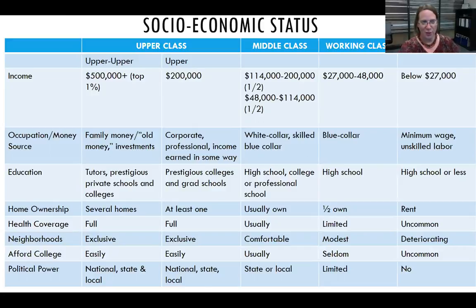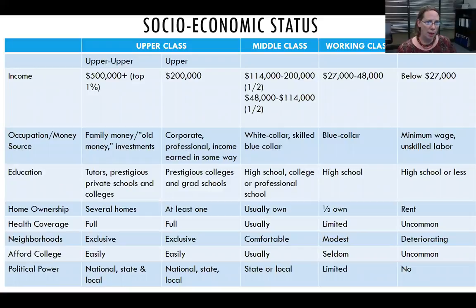So let's talk about socioeconomic status, or SES. It comes up a lot within education. And it's really this idea that within a society, there are different levels of income. And those different levels of income are tied to different experiences. So there's upper class, middle class, working class, and lower class.